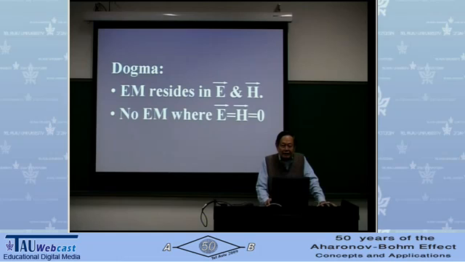So after Heaviside and Hertz, there existed a dogma. The dogma says electromagnetism resides in E and H. Where E and H are 0, there is no electromagnetism. This became a dogma, and in the first 60 years of the 20th century, this was what every student of physics was trained in. When I was a student in China, and later a graduate student in Chicago, this was the thing that we all learned.